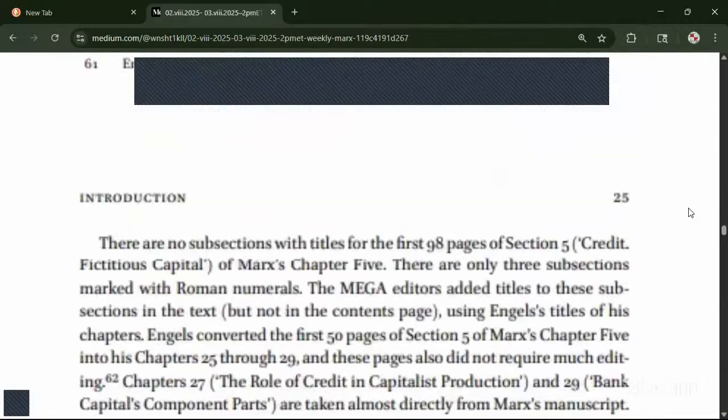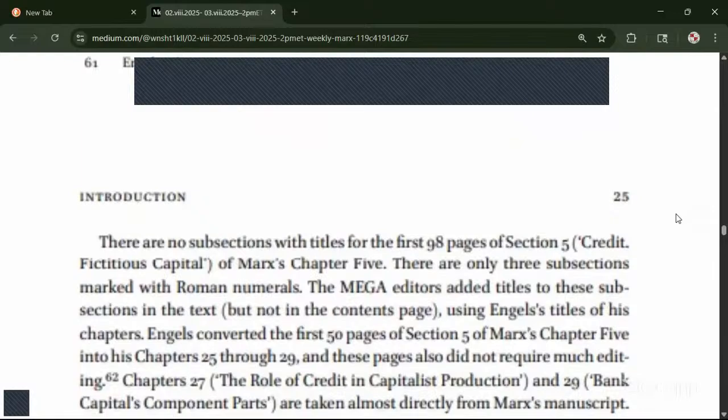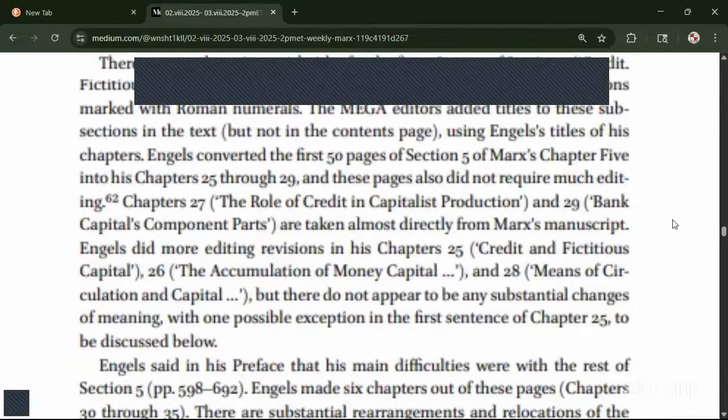There are no subsections with titles for the first 98 pages of Section 5, that is, credit, fictitious capital, of Marx's Chapter 5. There are only three subsections marked with Roman numerals. The MEGA editors added titles to these subsections in the text, but not in the contents page, using Engels' titles of his chapters. Engels converted the first 50 pages of Section 5 of Marx's Chapter 5 into his chapters 25 through 29. And these pages also did not require much editing.